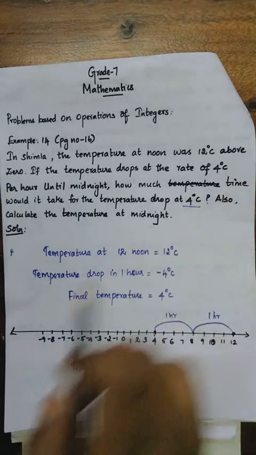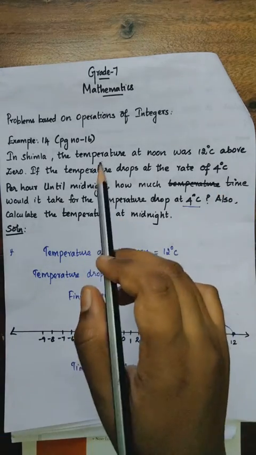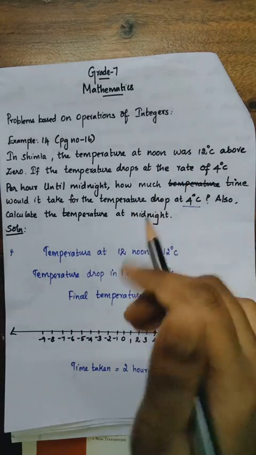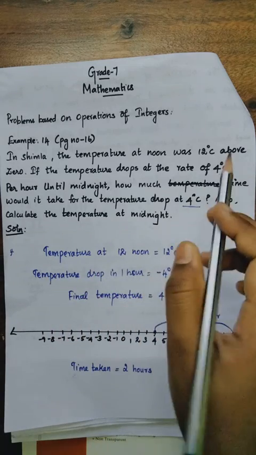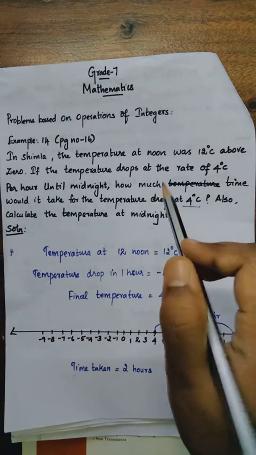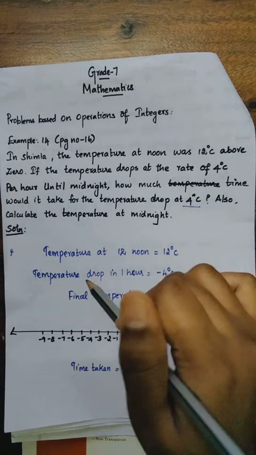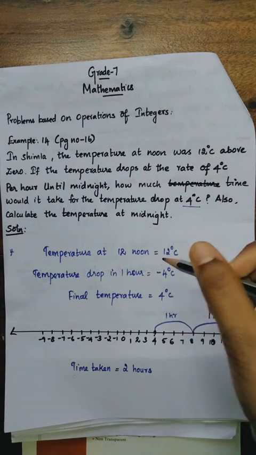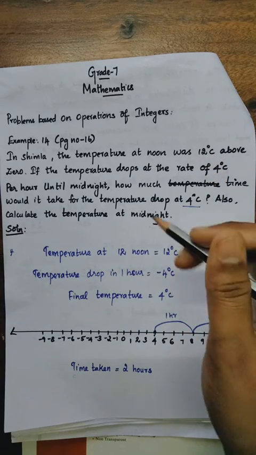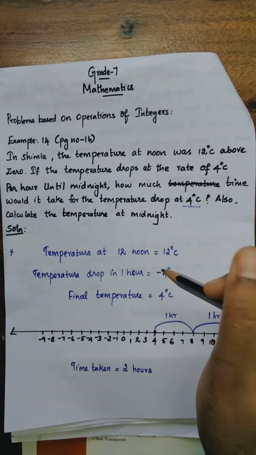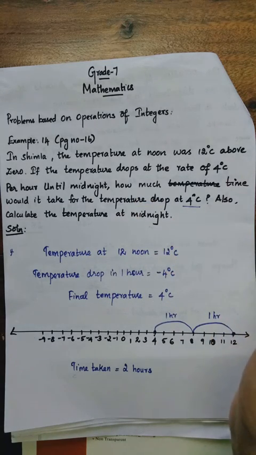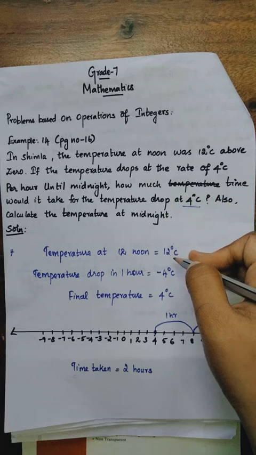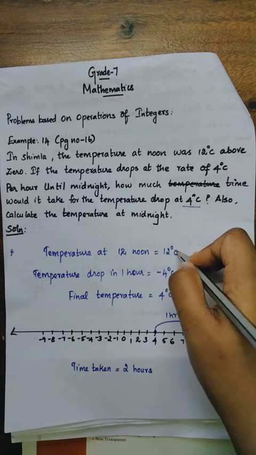First write the steps. Temperature at 12 noon: they have given the temperature at noon. Noon means the exact time is 12, right? So the temperature at 12 noon is 12 degrees Celsius. It is given in the question. Next, temperature drop in 1 hour. For 1 hour, it is decreasing by 4 degrees Celsius, so I am writing it as minus 4 degrees Celsius. Next, our final temperature is 4 degrees Celsius. We are going to find the time taken for it to drop from 12 to 4 degrees Celsius.